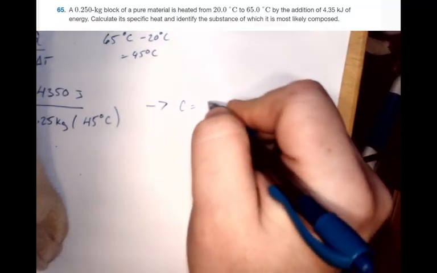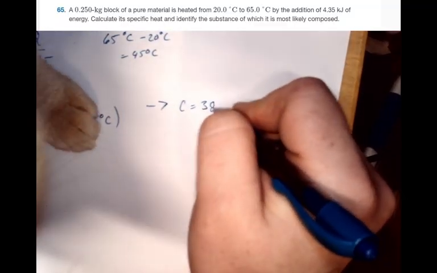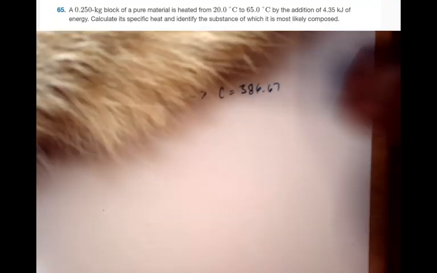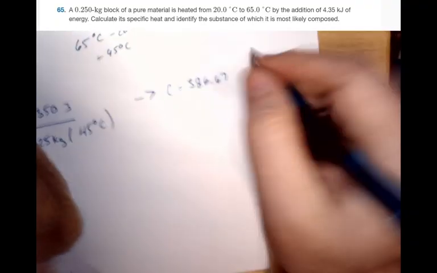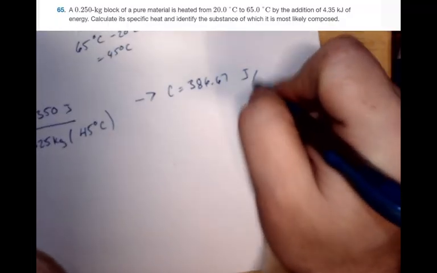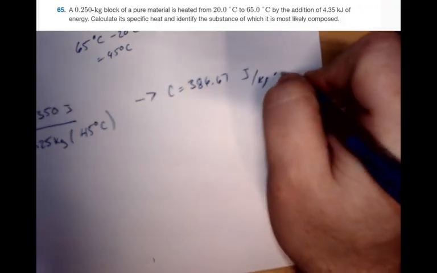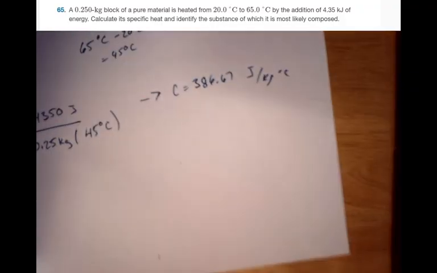C equals 386.67. Note the units: joules per kilogram degrees Celsius. All right, remember that number, 387.